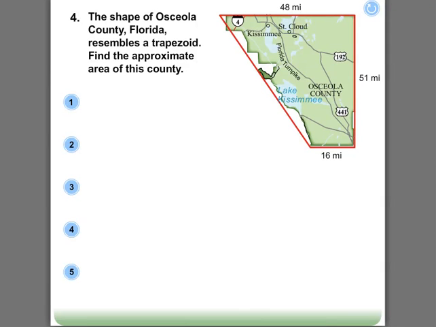All right, next up, we have the shape of Osceola County, Florida. It resembles a trapezoid, so we need to find the approximate area of this county. Okay, so we're going to notice 48 for a base, 16 for a base, and 51 for a height. And this MI stands for miles.